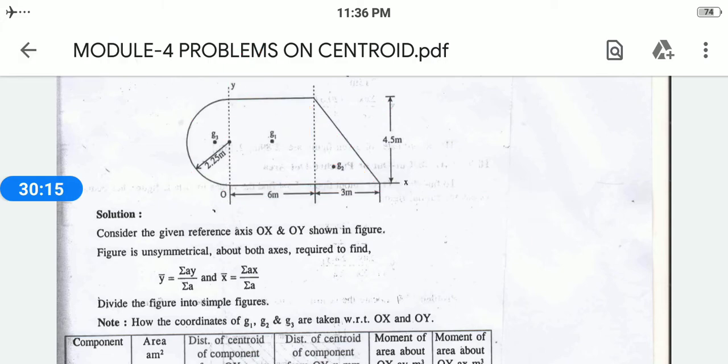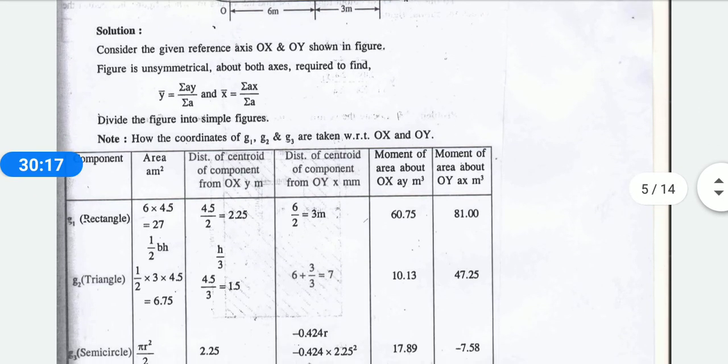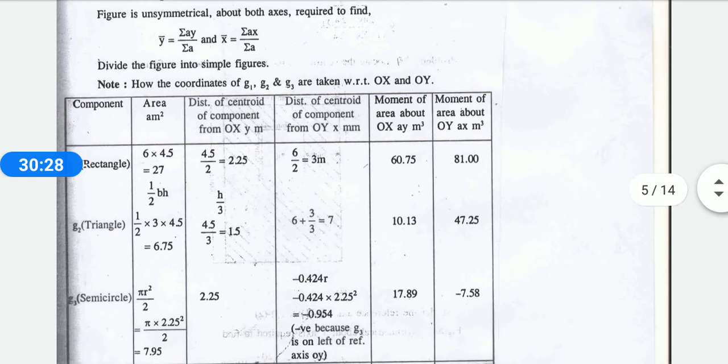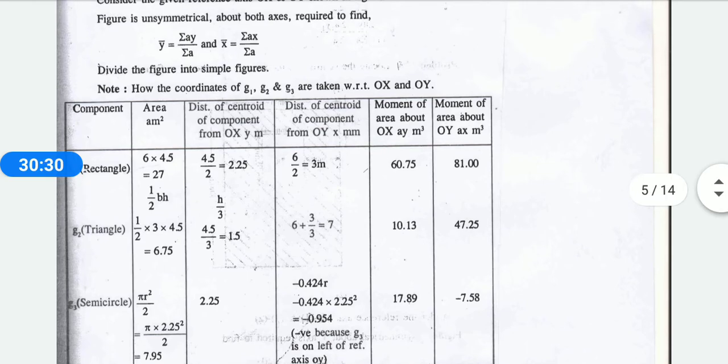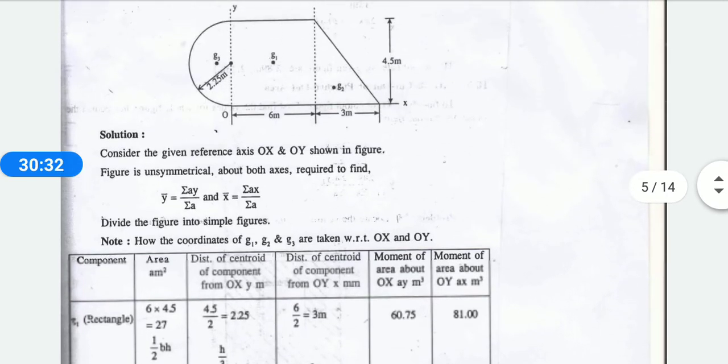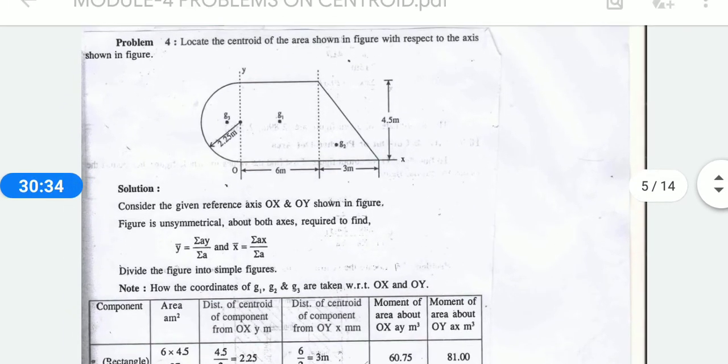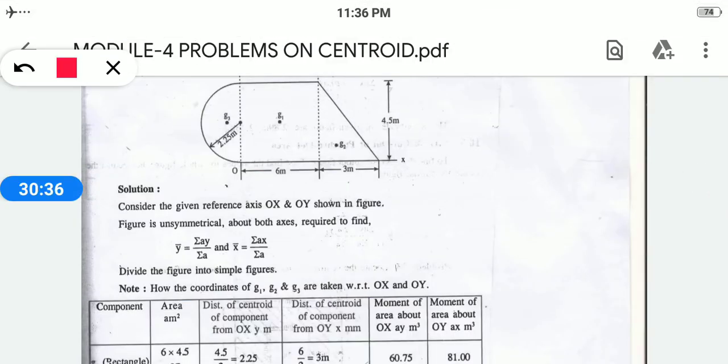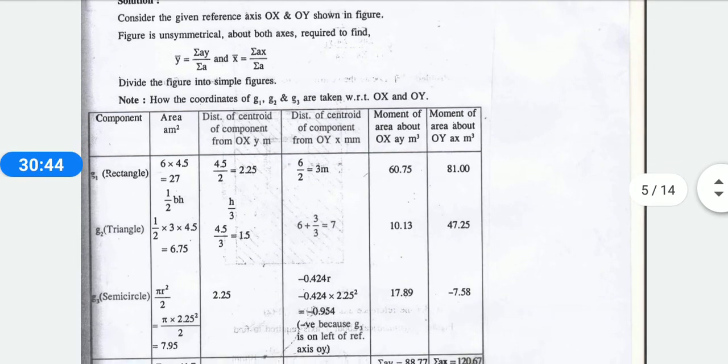After considering that, go for your table. For the rectangle, you know a into b divided by 2 is your x, and for your y, go for that and do this. But when you are considering the semicircle, for the x value it is negative. Why? Because it is lying on the left side of your y-axis, so you have to be very careful in finding your x distance. That is what they have given here.